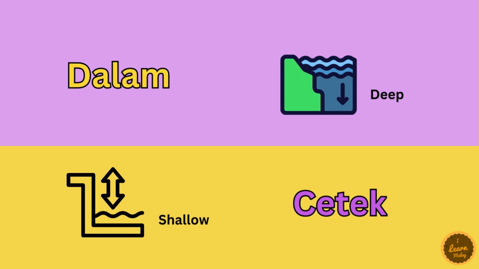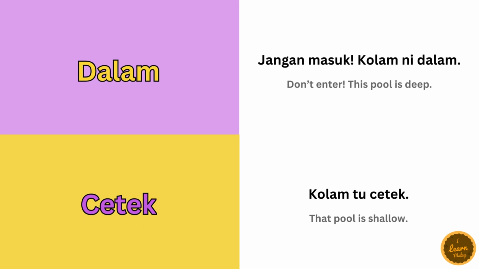The next pair of opposite words are dalam, cetek. Dalam means deep, cetek means shallow. Jangan masuk, kolam ni dalam. Don't enter, this pool is deep.